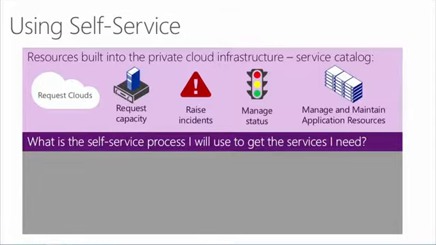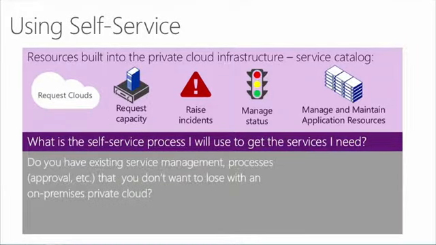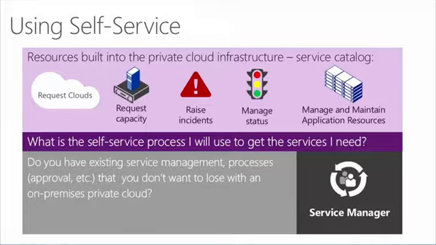They can request clouds, they can request capacity, raise incidents. They can see for themselves their own status alerts or the status of the request that they're going to be doing. They can then manage and maintain application resources for those application owners who are going to be actually delivering those services to their individual teams within their unique niche of the world. Now, what is the self-service process that a particular person may get the services that they'll need? So, two different phases, two different views of getting the same type of information. So let's answer a big question.